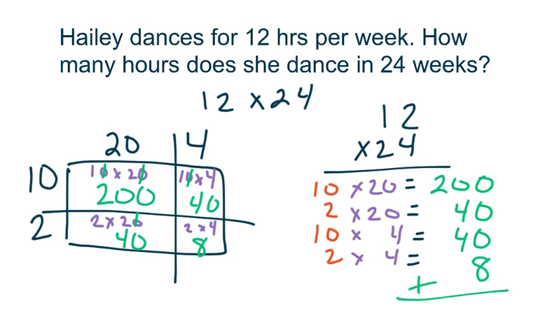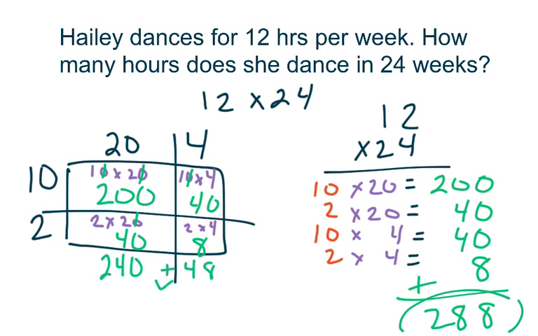I'm going to add to get my answer. I get a product of 288 over here. I'm going to add over here, and I get 240 and 48. And when I add those two pieces up, I get 288. So my final product is 288. My problem asks me, how many hours does Haley dance for over the course of 24 weeks? And Haley dances for 288 hours.